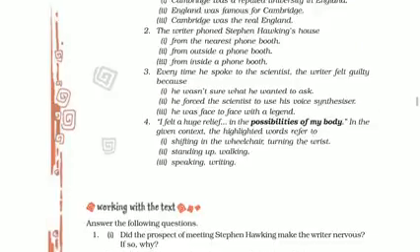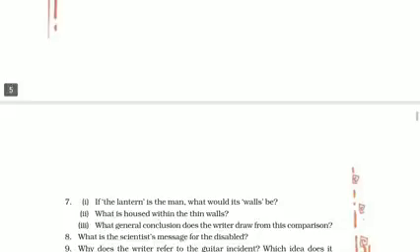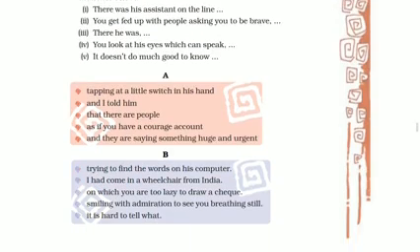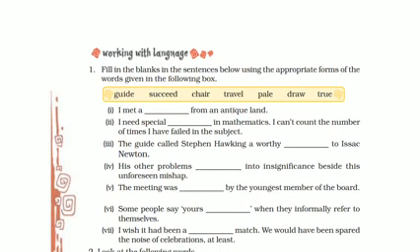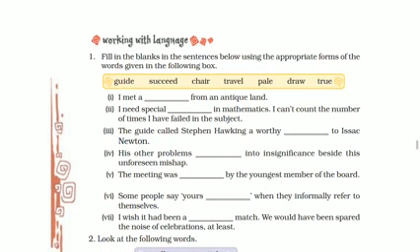Here we have working the text, questions that we can write later. So we are going to page number 106. There you can see working with language. The first question says, fill in the blanks in the sentences below using the appropriate forms of the words given in the following box. In that yellow colored box, you can see some words: guide, succeed, chair, travel, pale, draw, true. So what we have to do is change that word. Change means we have to add some letters to it.